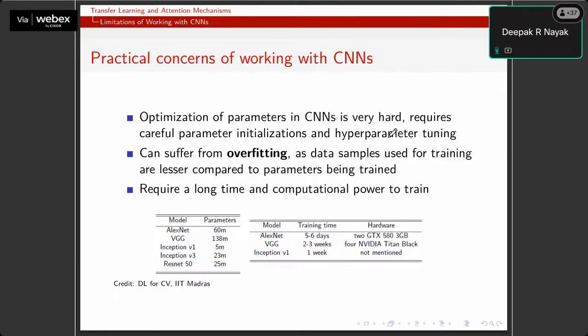We have a lot of hyperparameters, something called batch size. We have an optimizer, different types of optimizers. We have learning rate, momentum. There are a lot of things which you also need to decide. Those are hyperparameters. Parameters are those which are learnable, like weights and biases.